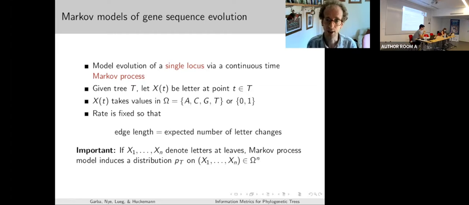The rate on these phylogenetic Markov models is generally fixed, so the edge lengths on trees represent the expected number of letter changes. This is a really crucial fact. Think back to that initial picture with that little bar indicating a scale for our trees. If we have edge length 1, then that means we expect on average each letter to have changed once over the duration of that edge.